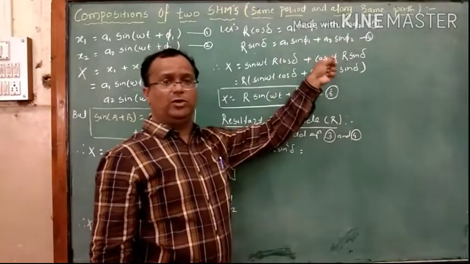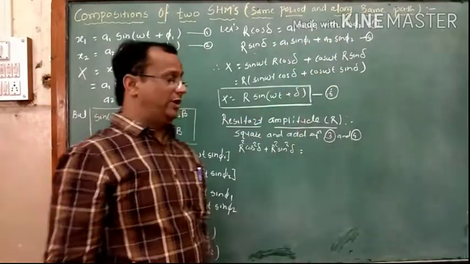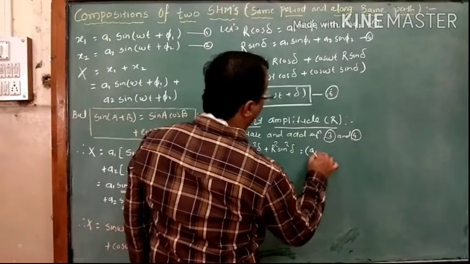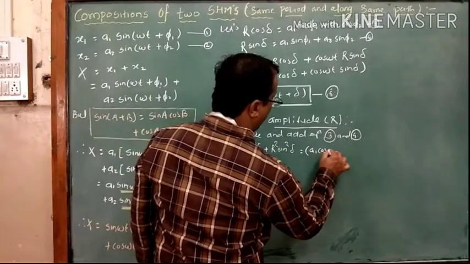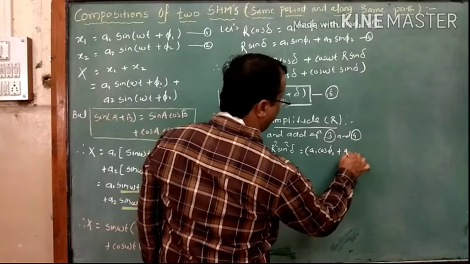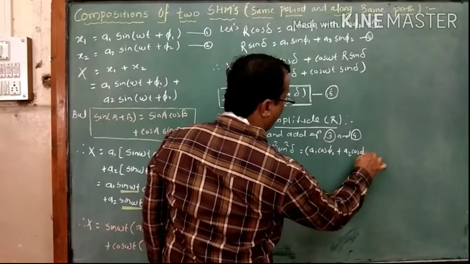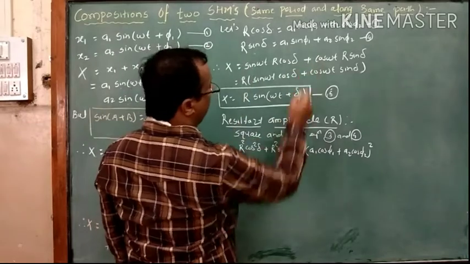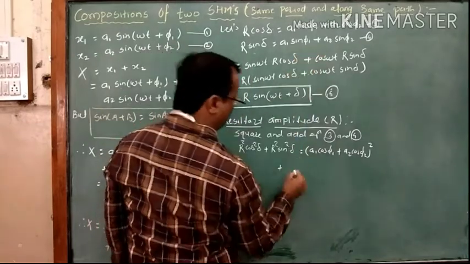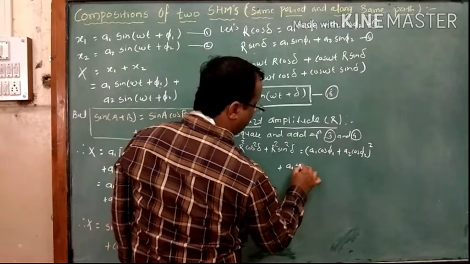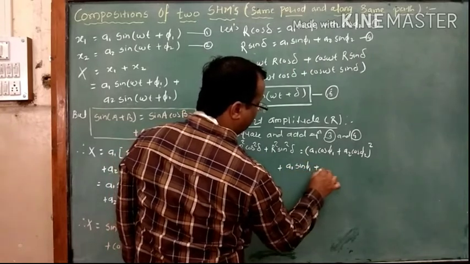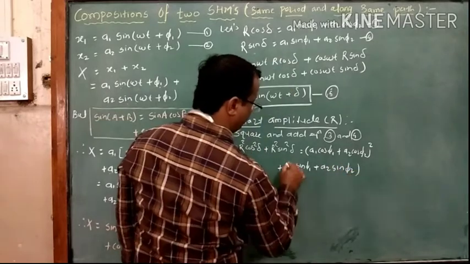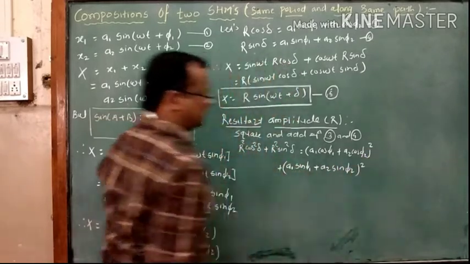Similarly, we square and add the right-hand sides. So we get the bracket A1 cos phi 1 plus A2 cos phi 2, squared, plus the square of the second one, A1 sin phi 1 plus A2 sin phi 2, squared.